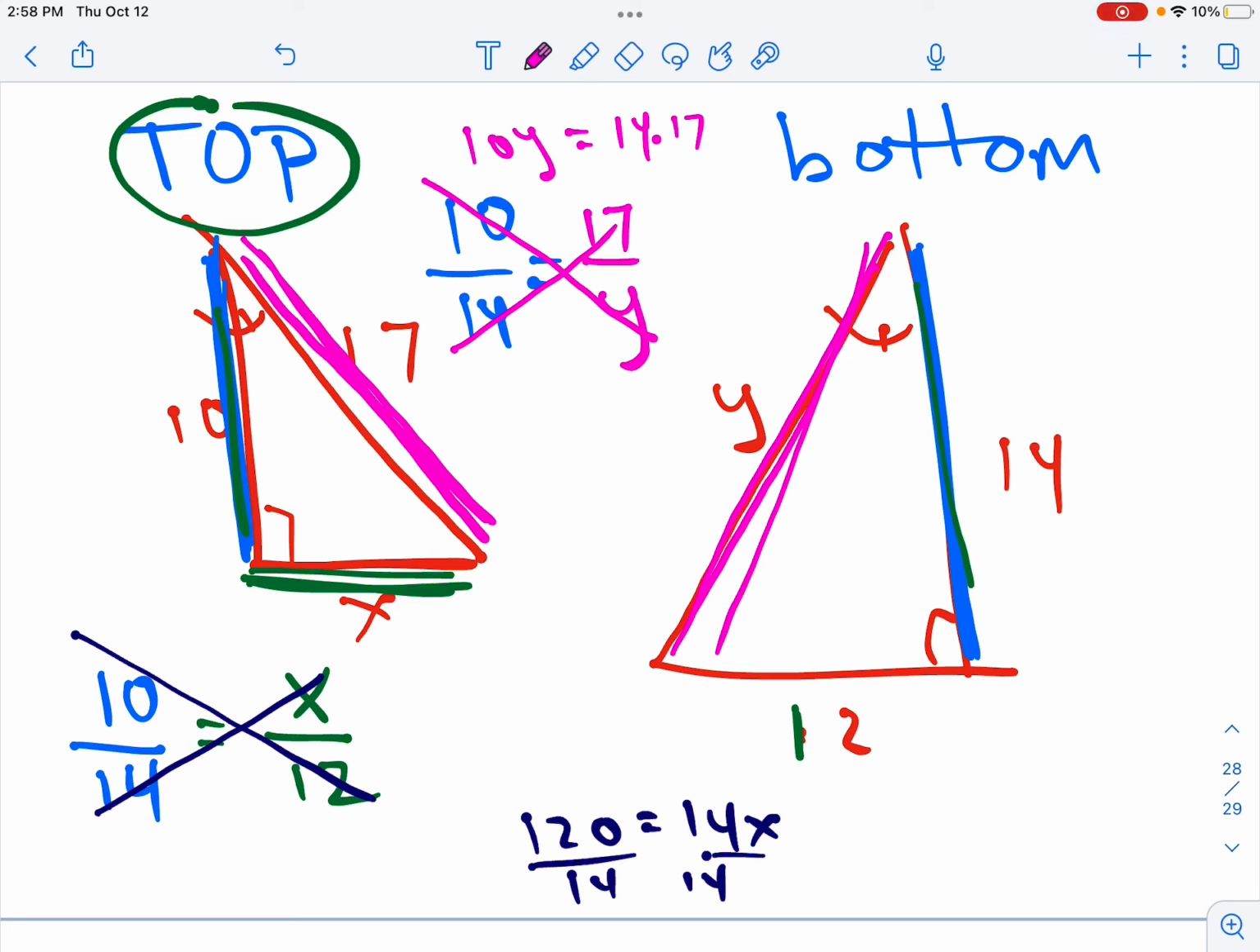So the main thing on these questions is just to be really consistent on which numbers go on the top and which numbers go on the bottom. And that's why I kind of do this to keep track of that.